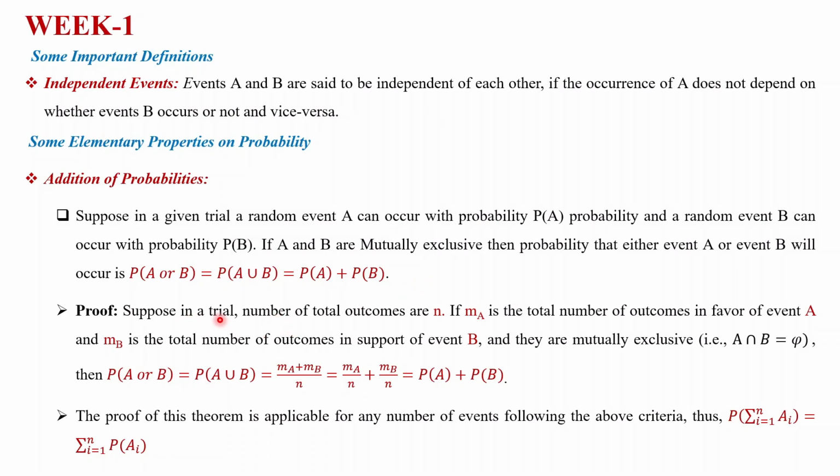Here you can see, suppose in a trial, the number of total outcomes is n. If MA is the total number of outcomes in favor of event A and MB is the total number of outcomes in support of event B, and if they are mutually exclusive, that is A intersection B equals the null set, then P(A union B) equals (MA plus MB) divided by n, the total occurrences. So we can divide it to get MA by n plus MB by n, that is P(A) plus P(B). And it is applicable for any number of events.